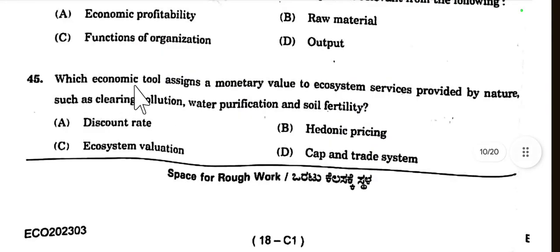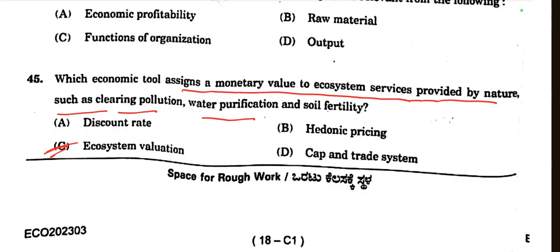Then question number 45, which economic tool assigns a monetary value to ecosystem services provided by nature, such as clearing pollution, water purification and soil fertility? It is discount rate, hedonic price, ecosystem valuation or cap and trade system. It is called ecosystem valuation because it assigns a monetary value to ecosystem services provided by nature, such as clearing pollution, water purification and soil fertility. So these are related with ecosystem valuation.